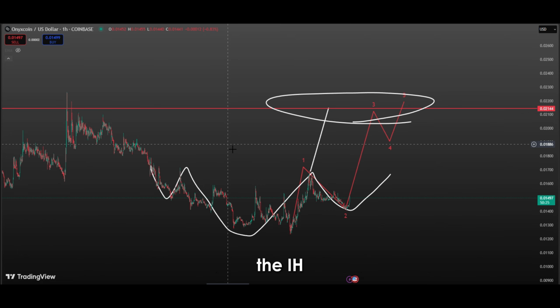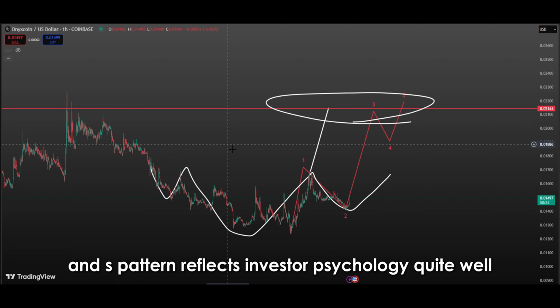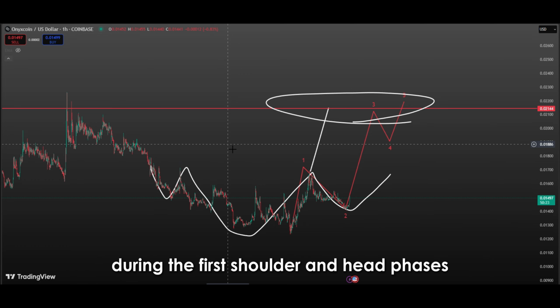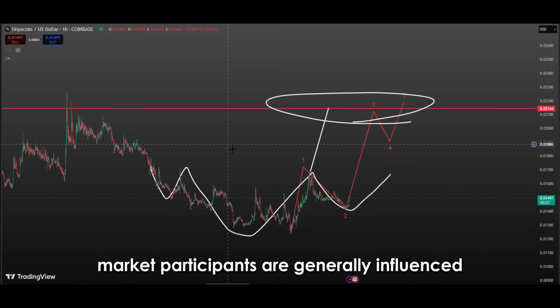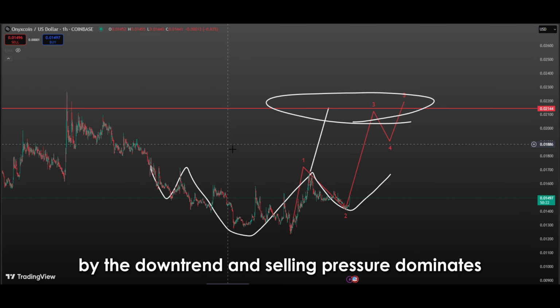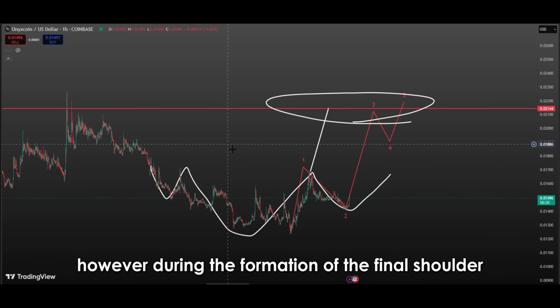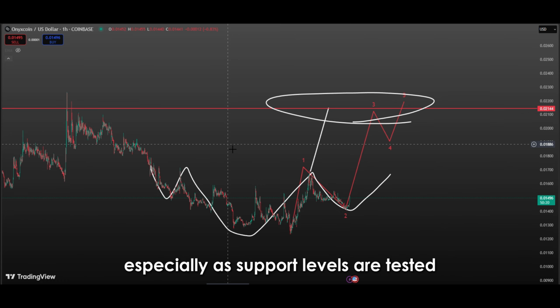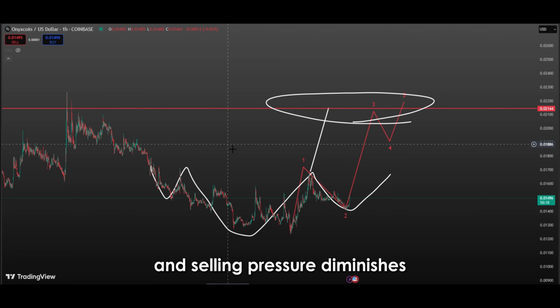Additionally, the IH&S pattern reflects investor psychology quite well. During the first shoulder and head phases, market participants are generally influenced by the downtrend and selling pressure dominates. However, during the formation of the final shoulder, especially as support levels are tested, buyers begin to re-enter the market and selling pressure diminishes. This psychological shift allows the market to reverse direction once the pattern is completed.